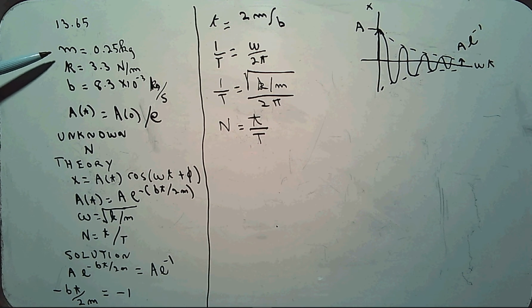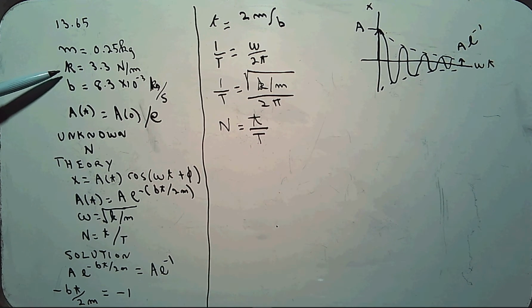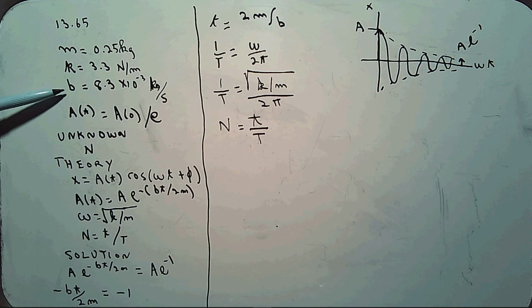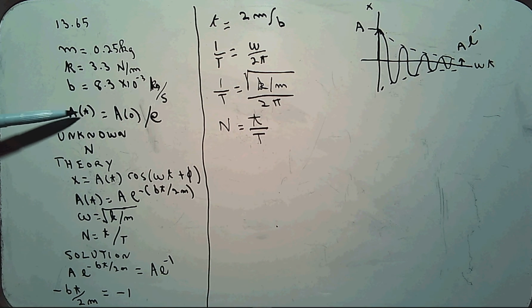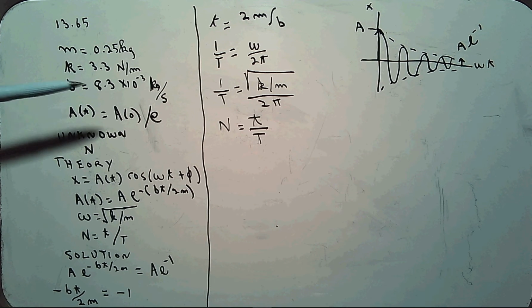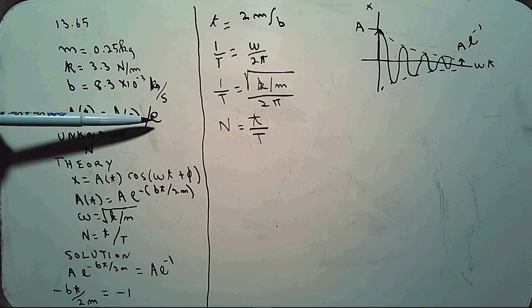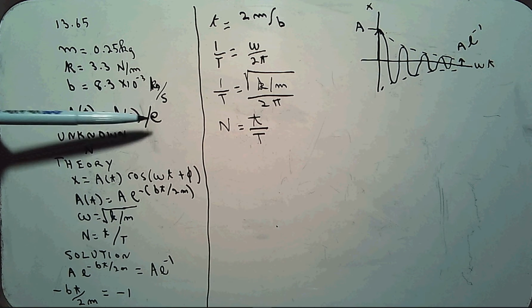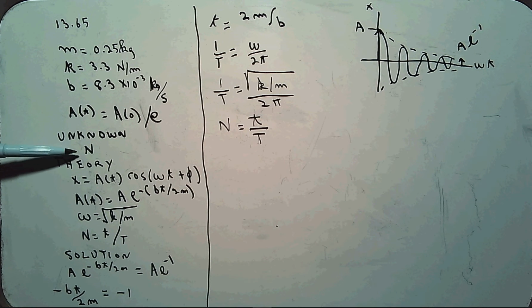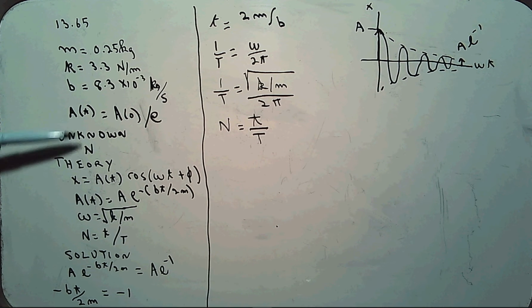The given constants are the mass, the spring constant, and the damping constant. And the fact that at some given time t, where the amplitude now is the original amplitude reduced by a factor of e, what is the number of vibrations that this will go through? So we'll have to determine the elapsed time. And then if we can find the period, then we can probably find out what this constant is.